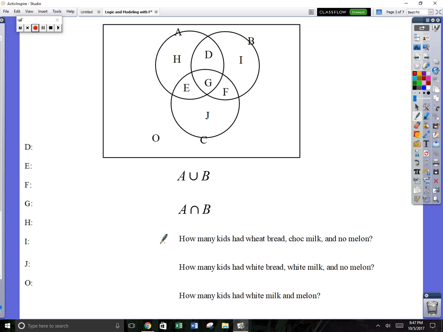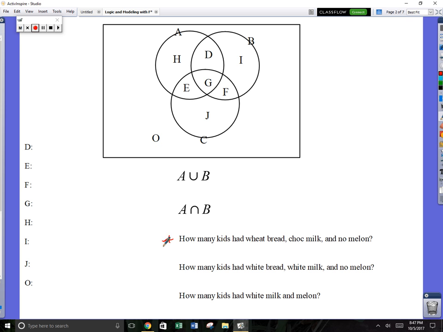Okay, how many kids, let's do this one right here. How many kids had wheat bread, chocolate milk, and no melon? Okay, let me fill this in real quick. So we had 5 in H, 7, 3, 3, 3, 4. Okay, so yours looks like this. So how many kids had wheat bread, chocolate milk, and no melon?